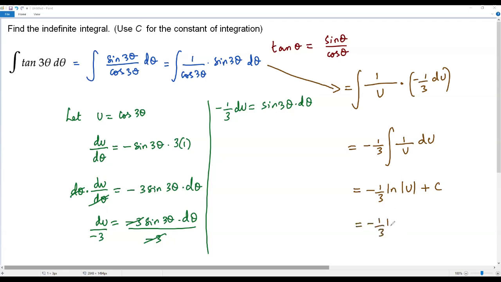Okay, now let me continue to the next step. Negative one-third natural logarithm of. So this u is the variable taken by us. It has to be replaced by the original expression, that is cosine 3 theta. That is, we have to plug in cosine 3 theta for the u over here. Then I am getting absolute value of cosine 3 theta positive c. So the integration of the function tangent 3 theta with respect to theta is negative one-third natural logarithm of the absolute value of cosine 3 theta positive c.